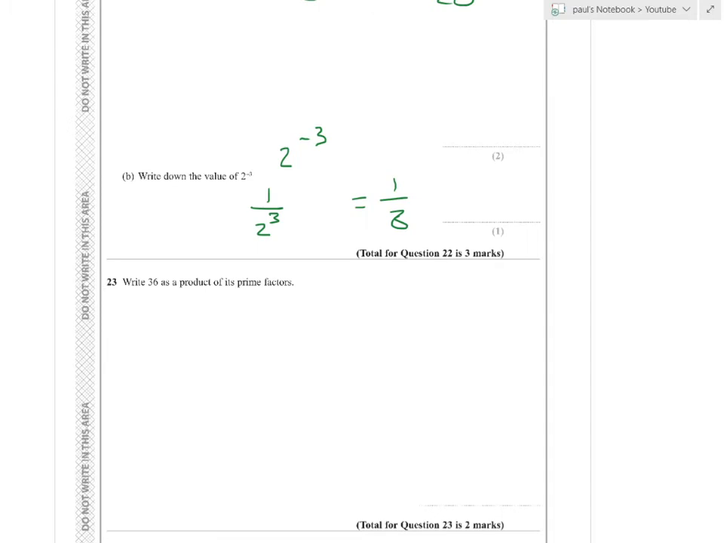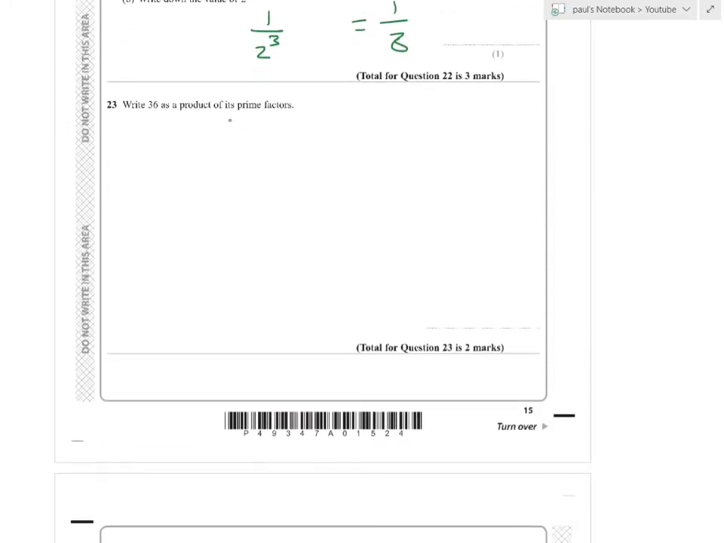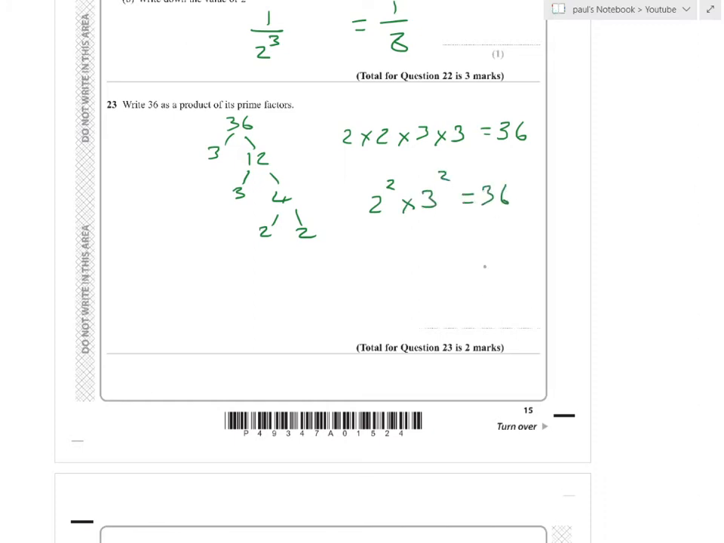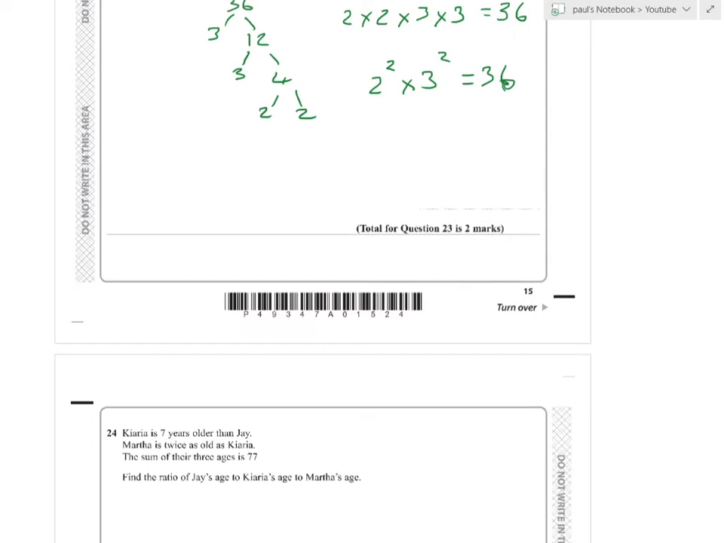36 is a product of its prime factors. So 36, 3 12s, 3 4s, and 2 2s. So this is going to be 2 times 2 times 3 times 3 equals 36. I don't know whether they want it in index form, but I could write that anyway: 2 squared times 3 squared equals 36. A very, very common question throughout all the exam boards, and they always use the number 36 as well. So that's fine.